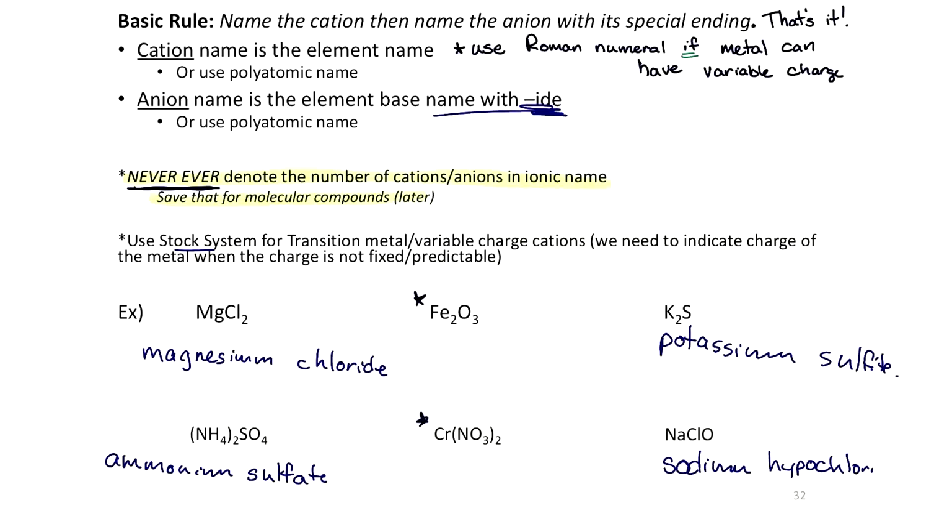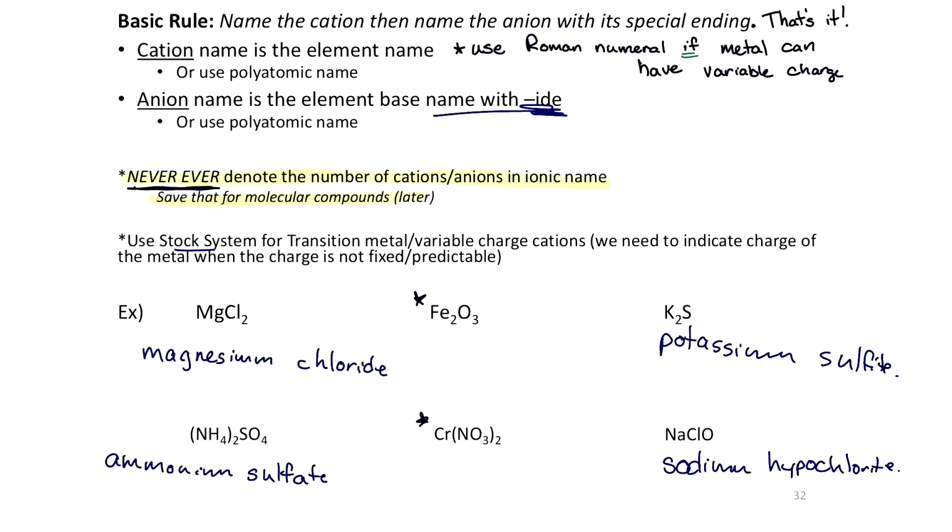All right, so the reason these 2 are starred, notice that magnesium, potassium, sodium, ammonium, can you predict the charges of those things? Yes. So those cations, we know the charges of them, so we don't have to tell the reader what the charge is. But the middle ones, iron, can we predict the charge of iron off the periodic table? Nope. Can we predict the charge of chromium? Nope. So we have to tell the reader exactly what that charge is.